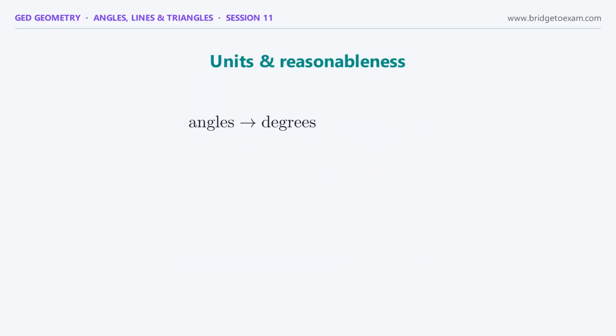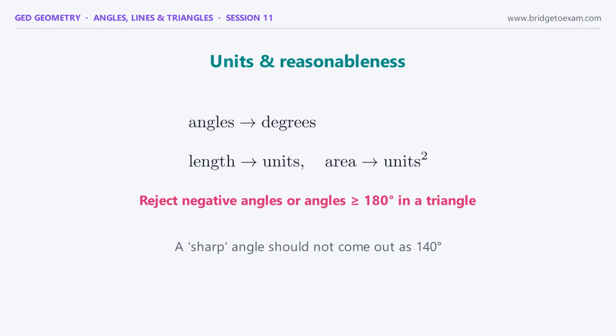Always watch your units and your context. Angle answers are in degrees. Lengths use linear units, and areas use square units. And do a quick reasonableness check. If a triangle angle comes out negative, or bigger than 180, or an angle you drew as sharp comes out as 140, then go back and recheck which relationship you used.